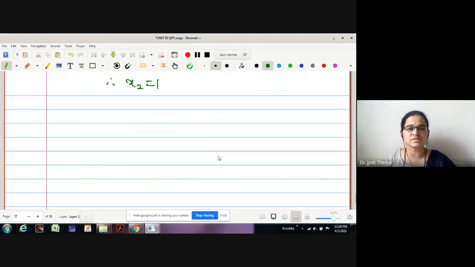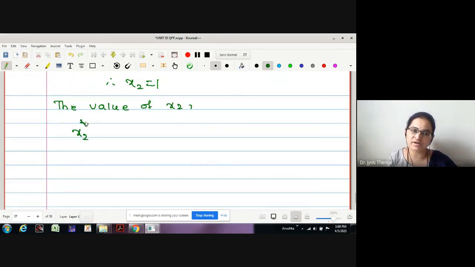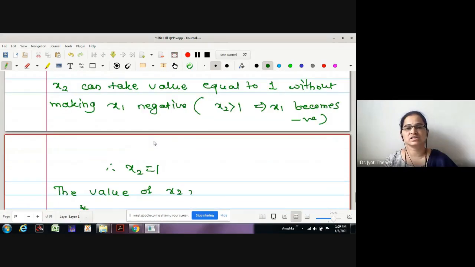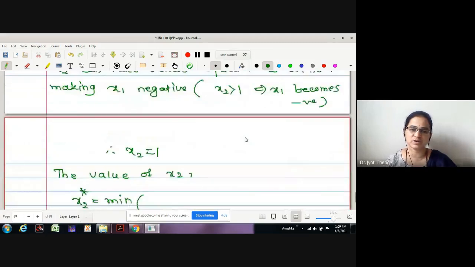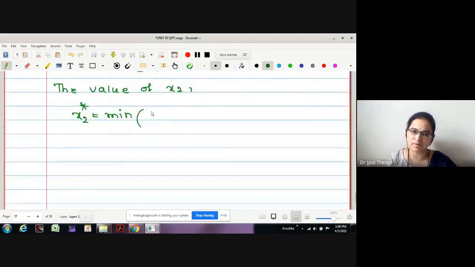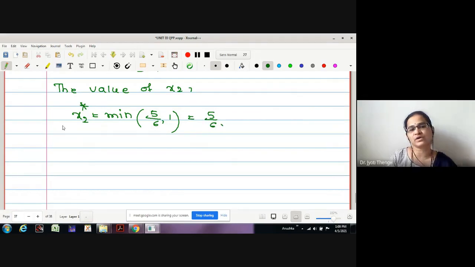Now from two different aspects, we have obtained two different values. And what does the algorithm say? The value of x2, we will write x2 star, is the minimum among both the values. The first gives me the value 5 by 6, the second aspect gives me the value 1. And which is the minimum then? 5 by 6, no? Therefore, the value of x2 is 5 by 6 and it is the basic variable value.